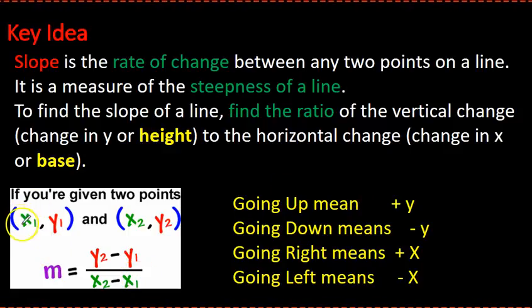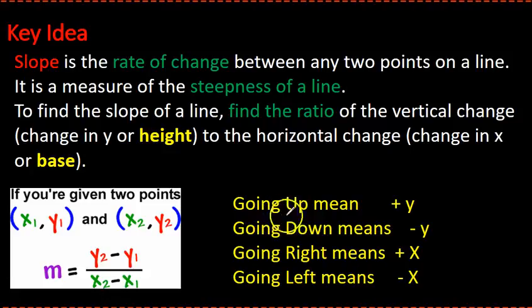So for example, if you have 2 points, this is x1, y1, and another point, x2, y2, any point at all, these 2 points are on the same line. The slope of that line, which we usually represent with a variable m, will be changing y, which is the difference between y2 and y1. So you subtract them, over the difference between the x values.